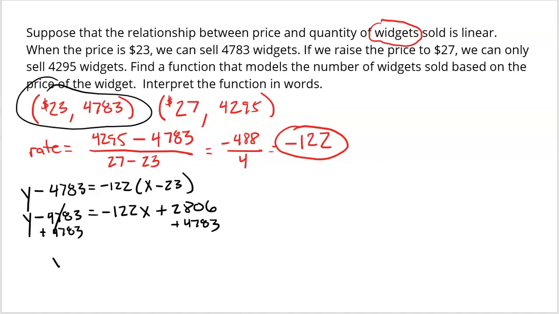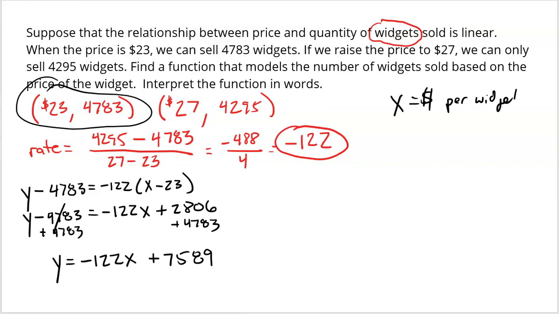On the left side, they'll cancel out, and I get y equals negative 122x plus 7,589. So x is the amount of money I charge for my widgets. Got to make sure you define your variables. So this is the price per widget. And y is the number I sell.